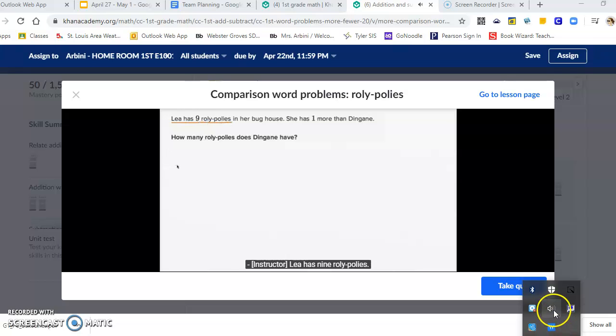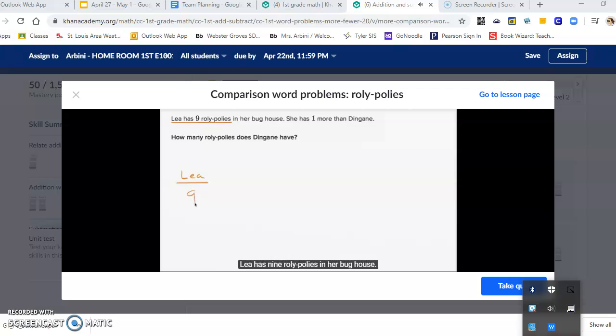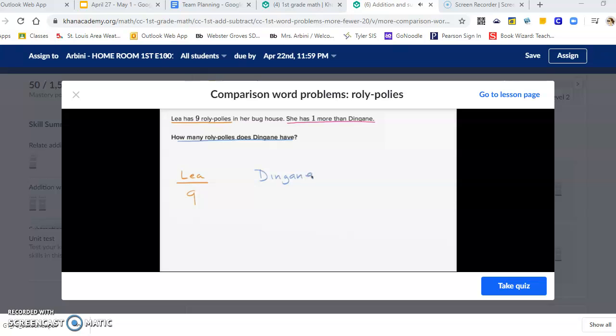9 roly-polies. Let's write that down. Leah has 9 roly-polies in her bug house. She has one more than Dingane, is I think how I would say that name. How many roly-polies does Dingane have? So that's what we need to figure out.